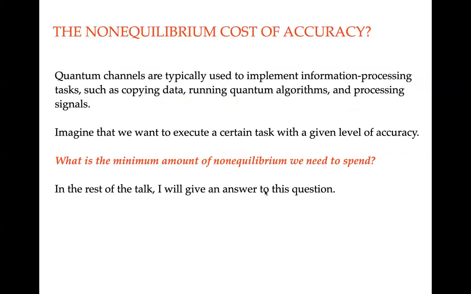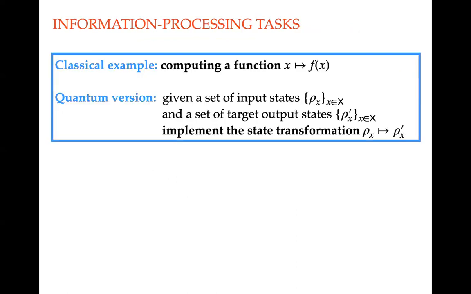So, saying again, quantum channels are typically the physical way to implement information processing. For example, you may want to copy data in a computer, or to factor a number, or run some quantum algorithm. So this is the abstract information processing task, and physically you realize it with a given channel. In many situations, the goal is actually to have high accuracy in the information processing task, and we can ask what is the cost for that. And what we give here is an answer to this question.